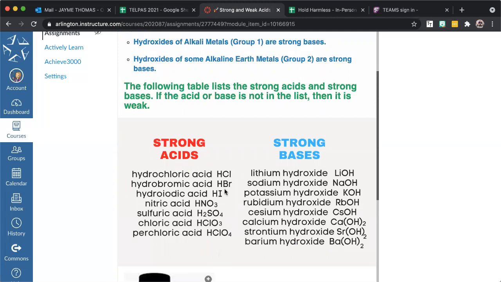Okay. So here's the hydrochloric, hydrobromic, hydroiodic. Those are the halogens that it mentioned up above. The other four all have polyatomic ions. So nitric acid has nitrate, sulfuric acid has sulfate, chloric acid has chlorate, and perchloric acid has perchlorate. The bases are all group 1 and 2. So lithium, sodium, potassium, rubidium, cesium, those are the group 1 alkali metals with their hydroxides. And then it said up here that some of the alkaline earth metals, and the some are these 3: calcium, strontium, and barium. Notice they have the 2s outside the parentheses because all the alkaline earth metals have a positive 2 charge. So that's why we have to have 2 hydroxides for them.